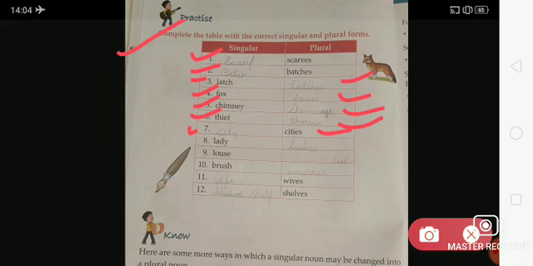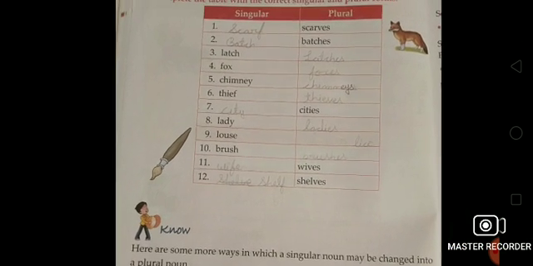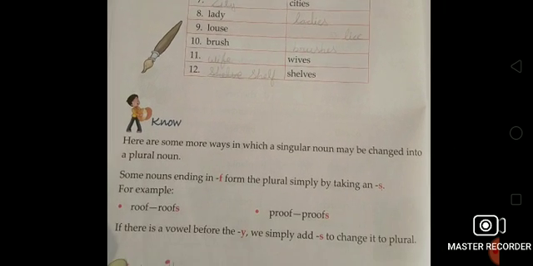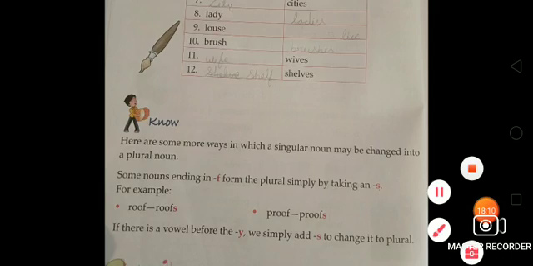Ninth is louse. So it will be lice. 10th is brush. It will be brushes. 11th is wives. So it will be wife in singular. 12th is selves. So it will be in singular self. Okay, students. So just like this, you have to complete this given column. You have to write the correct singular and plural form according to the words.